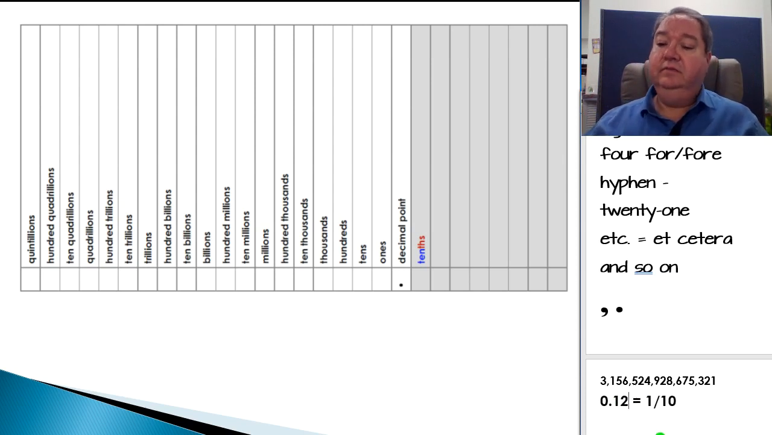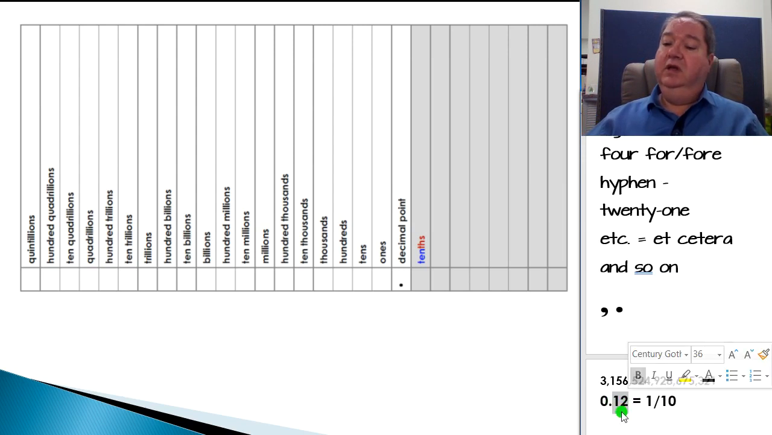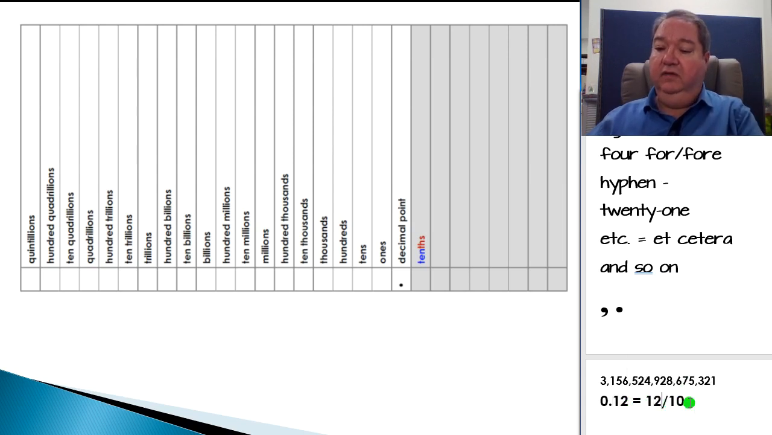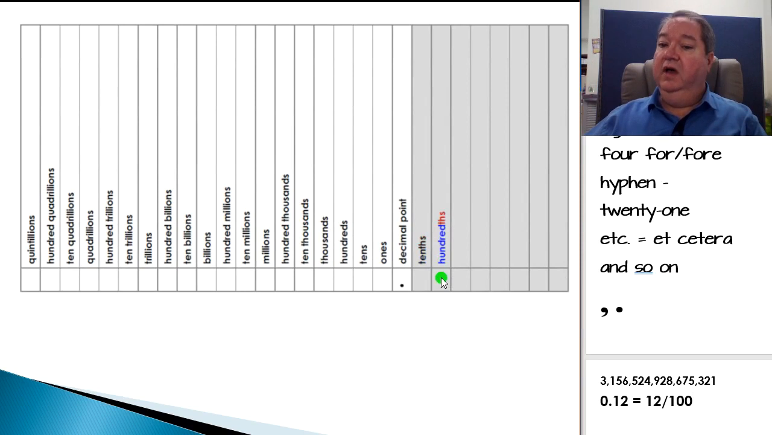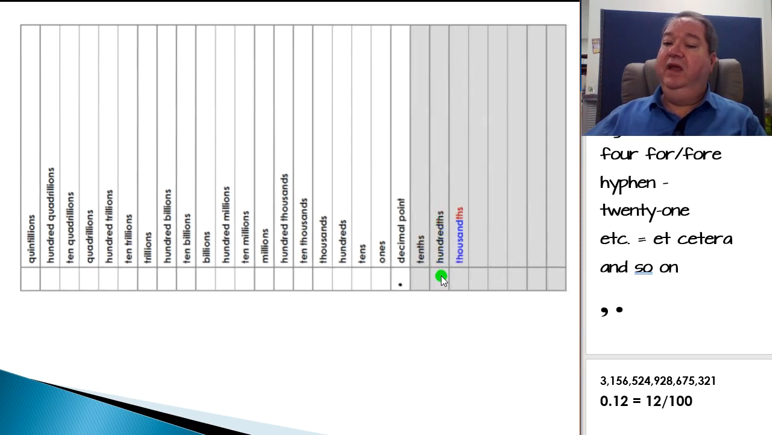0.12 would be, we read this as a single number, 12 over 100. 12 hundredths. Tenths, hundredths, thousandths.